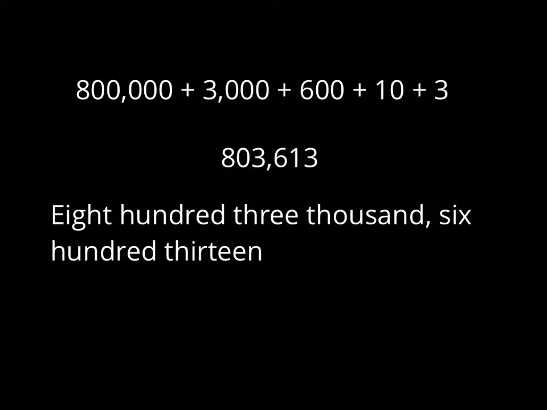In word form, only one comma in this whole big number. There it is when we say 1,000. 803,000, comma, 613. Some adults will put commas after 100, and they don't belong there because we really don't need to pause there when we say those numbers.